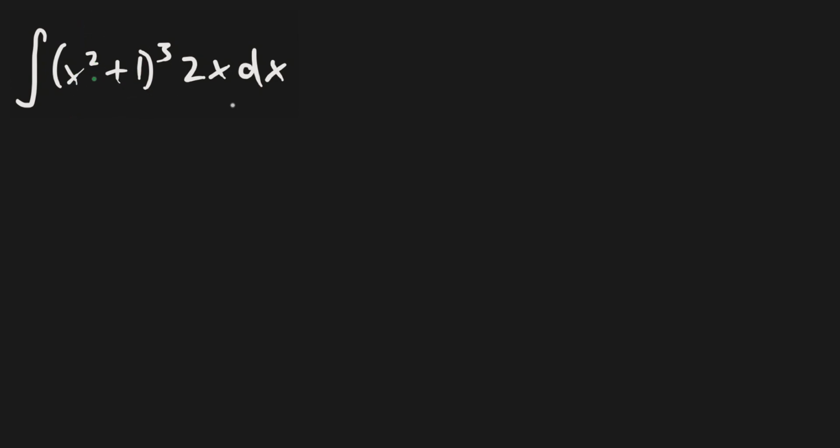So here, x squared plus 1 is raised to the third power, so we can safely choose x squared plus 1 as our option. So x squared plus 1 is going to be equal to u. And this is our best choice, essentially.